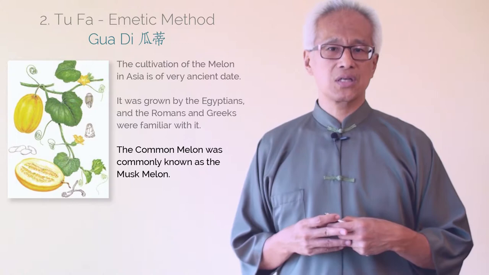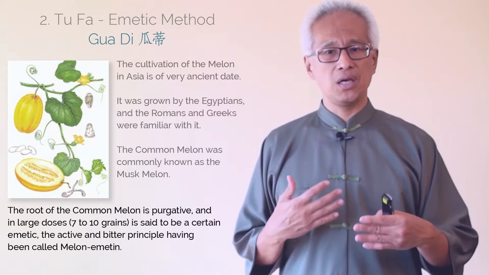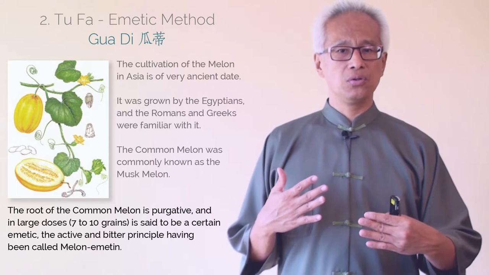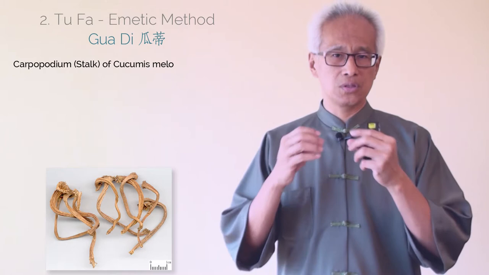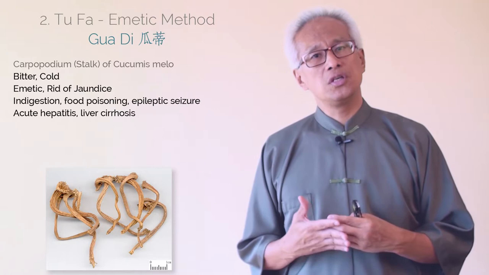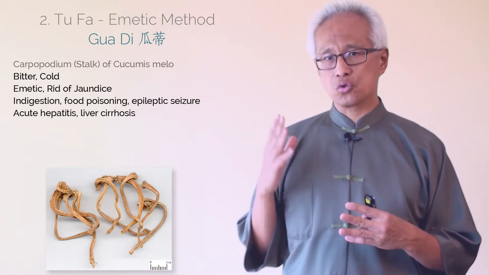The root of the musk melon is purgative in a large dosage. If you use 7 to 10 grams, it's said to be a certain emetic as well, and the active bitter principle has been called melon emetic. In Chinese medicine, we use the carpopodium, which is the stalk of the melon. It's bitter and cold in nature, it's emetic, it gets rid of jaundice, and it treats indigestion, food poisoning, and epileptic seizures. It also treats acute hepatitis and liver cirrhosis.